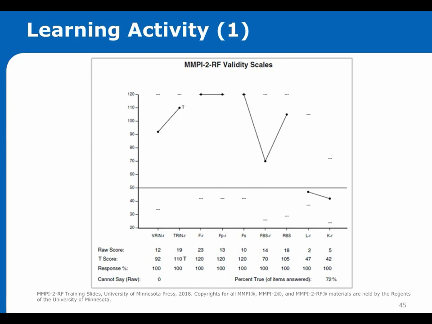So let's do our first of two learning activities where you get a chance to review some profiles. In this example, we have several possible elevations. What are the key threats to protocol validity? In other words, how would you interpret this set of validity scales?